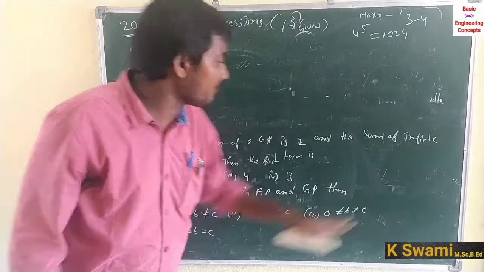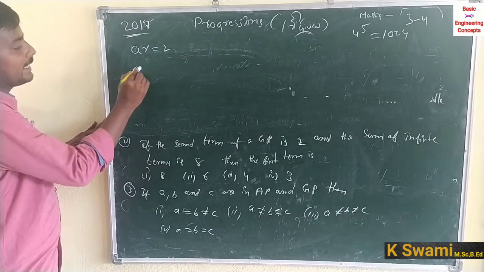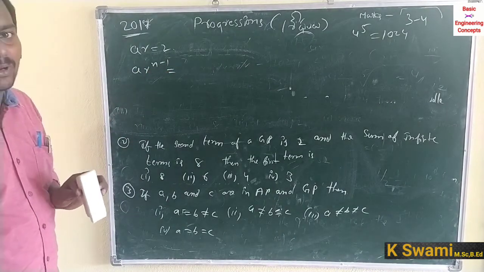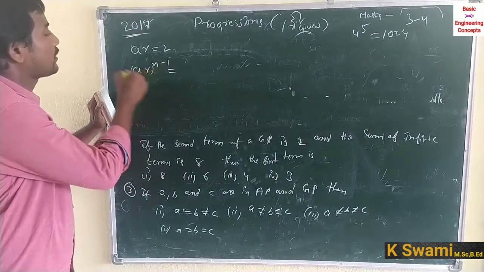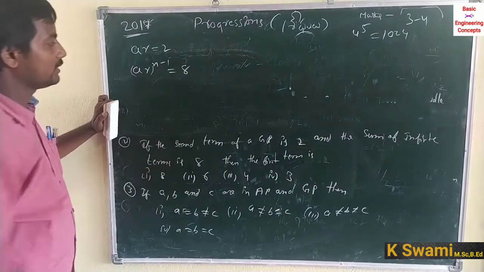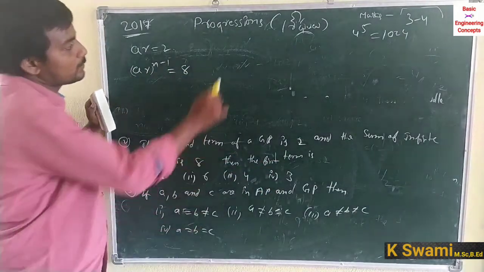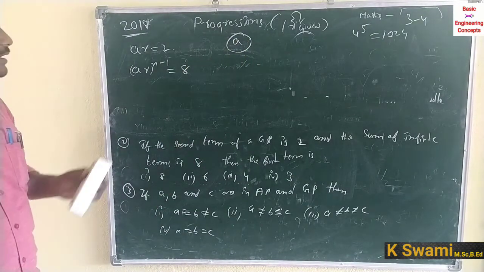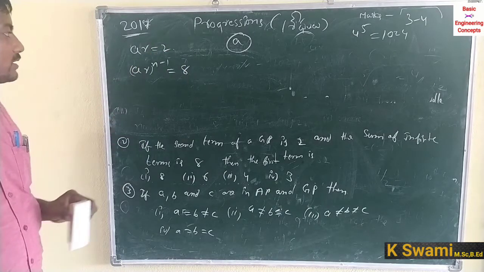And the last term, a into r power n minus 1, is equal to 8. Then the first term is. Find a, means the first term is what we are asked.